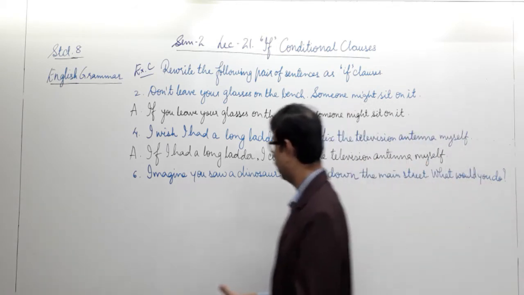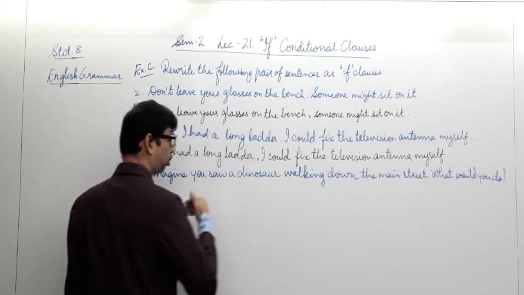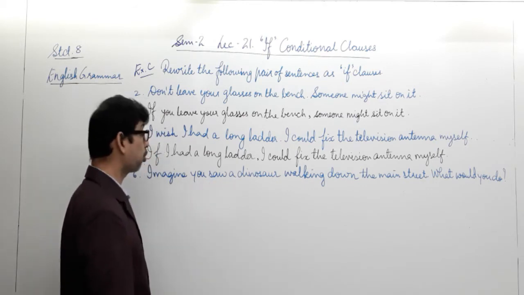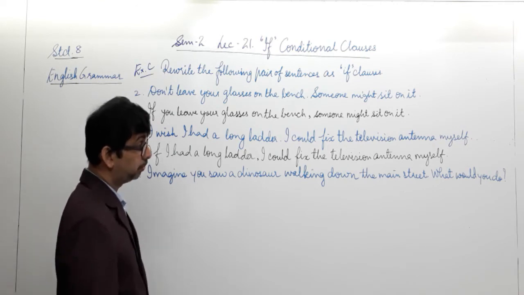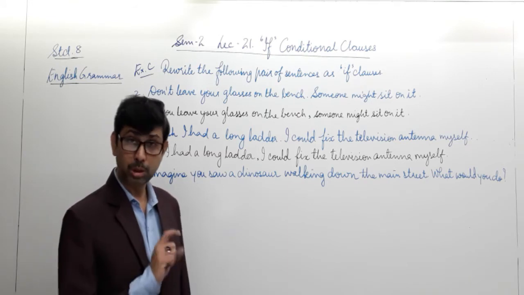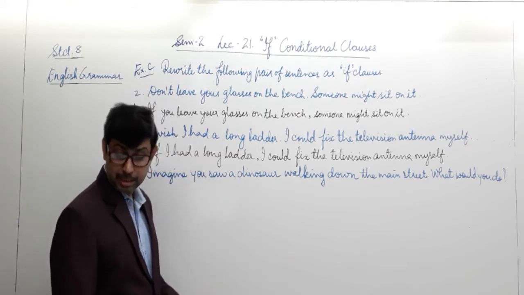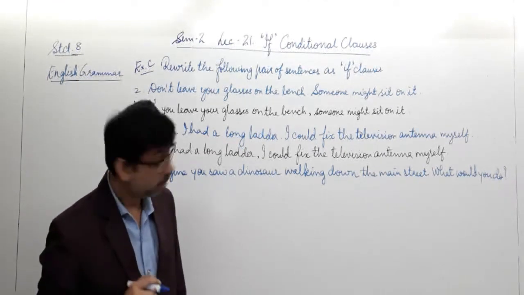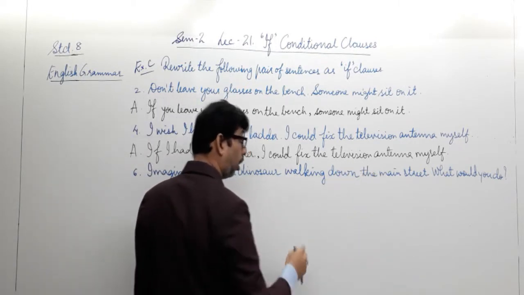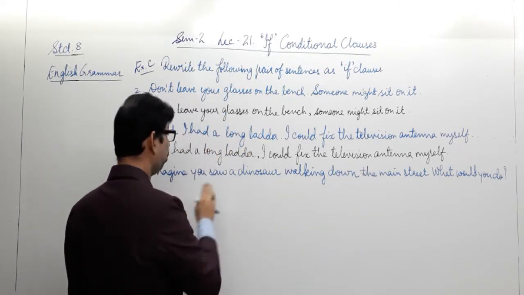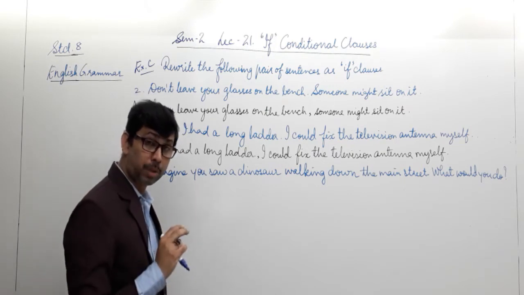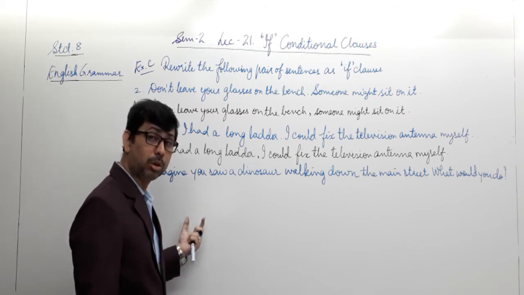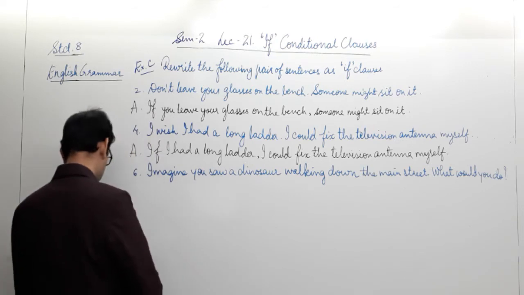Well, have a careful look. Imagine you saw a dinosaur. So we are going to create our conditional clause with this statement given to us. If you saw a dinosaur walking down the main street, comma, what would you do? This is how the sentence is going to be created. Let's write it and then analyze what type of conditional we have used in it. Alternatively, we can write it beginning with the question word first: what would you do if you saw a dinosaur walking down the street? So we will be able to create the combination of the two in two ways, either using the subordinate clause first or the main clause first. Well, let's write it.